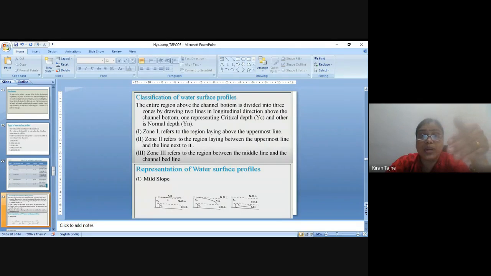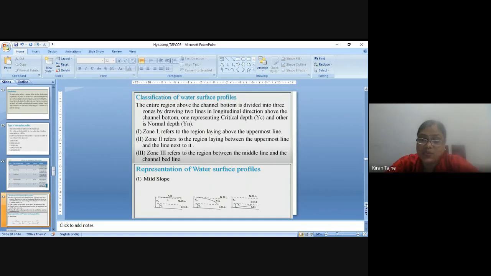Then zone 2 refers to the region lying between the uppermost line and the line next to it, meaning CDL, critical depth line. In between NDL and CDL, there is zone 2. And below that, the region between the middle line, that is CDL, and the channel bed line is known as zone 3, which denotes the YC. So here there are 3 profiles.